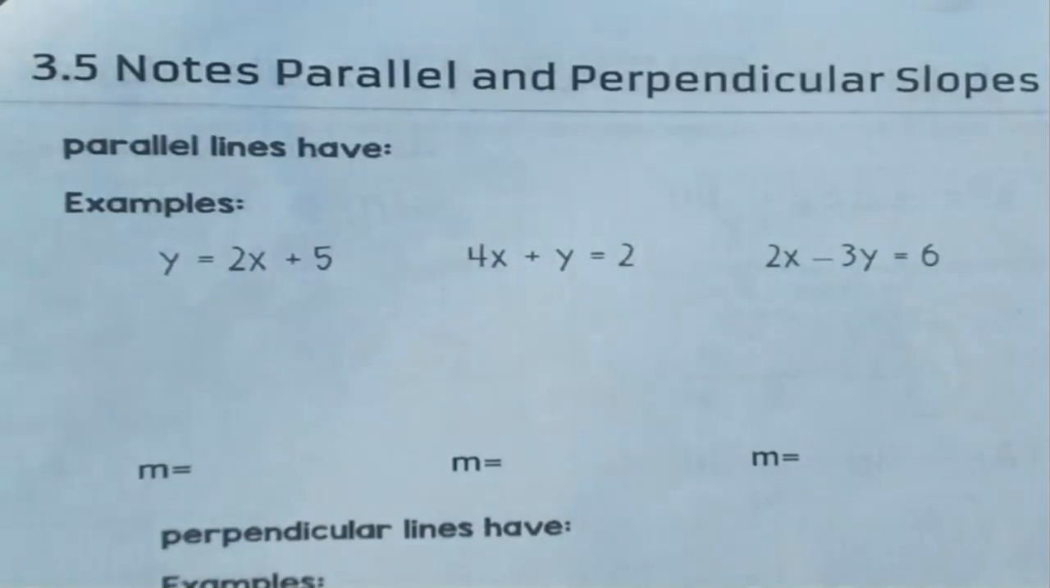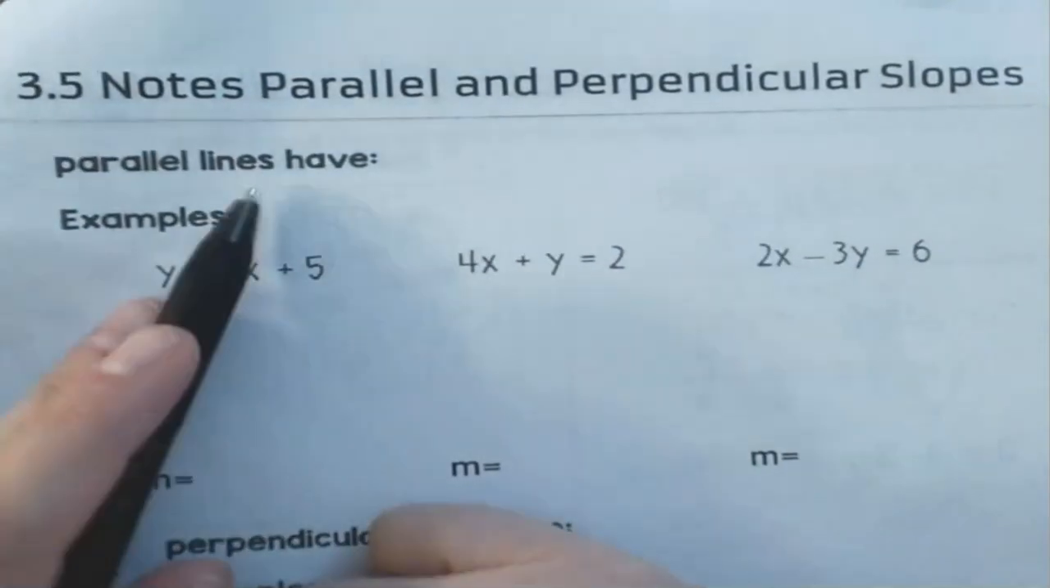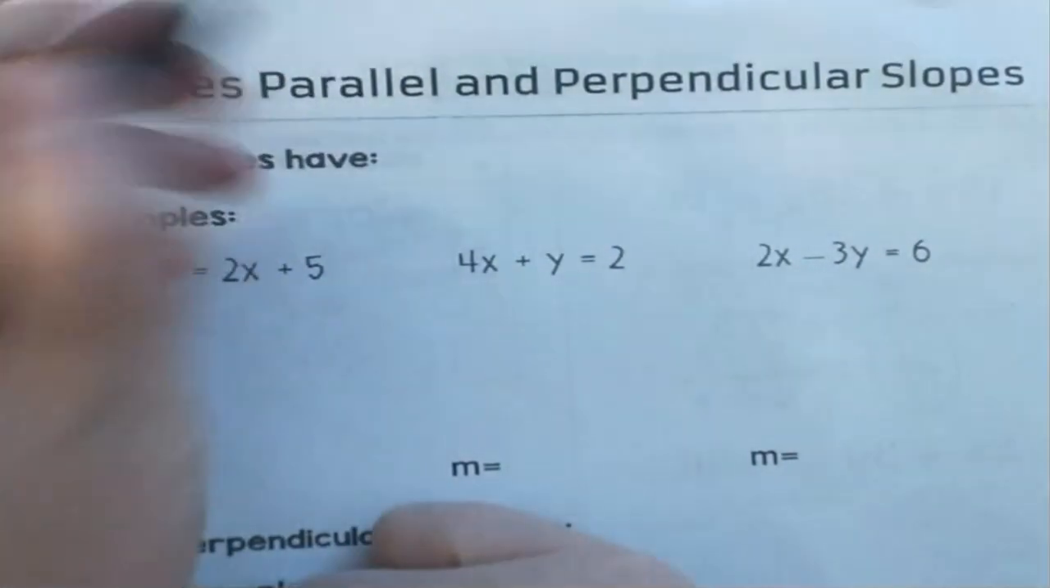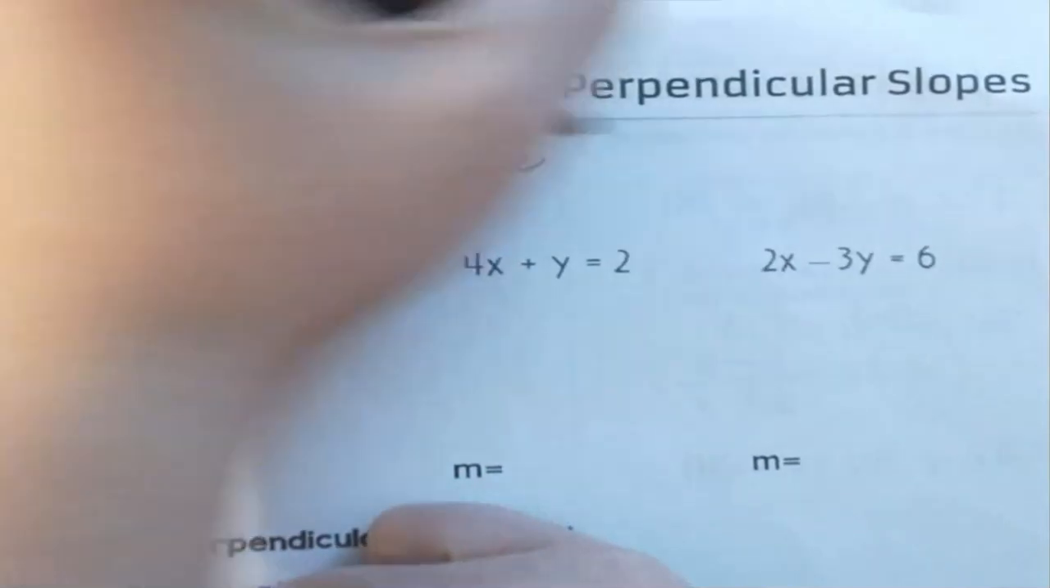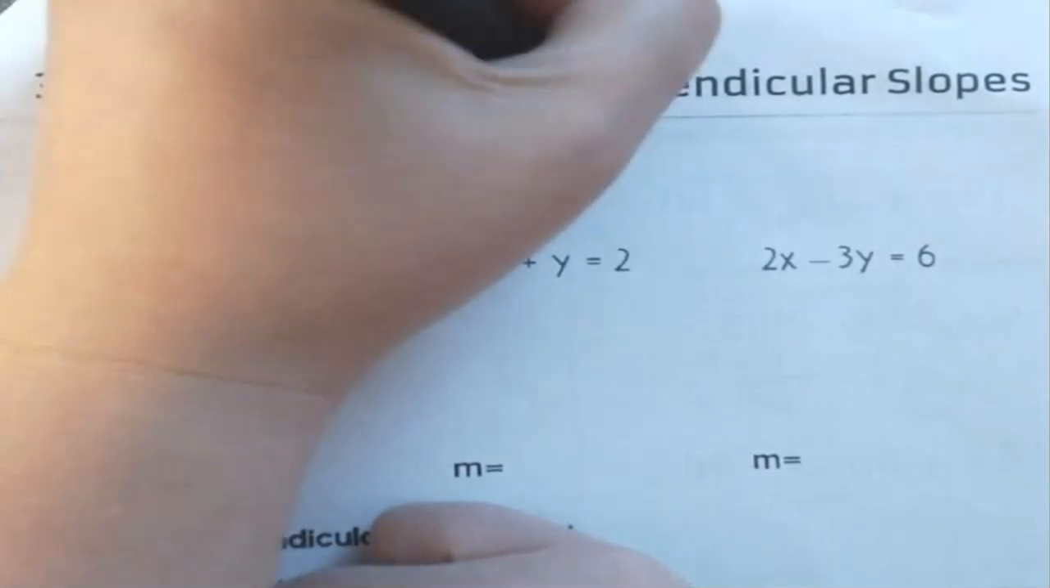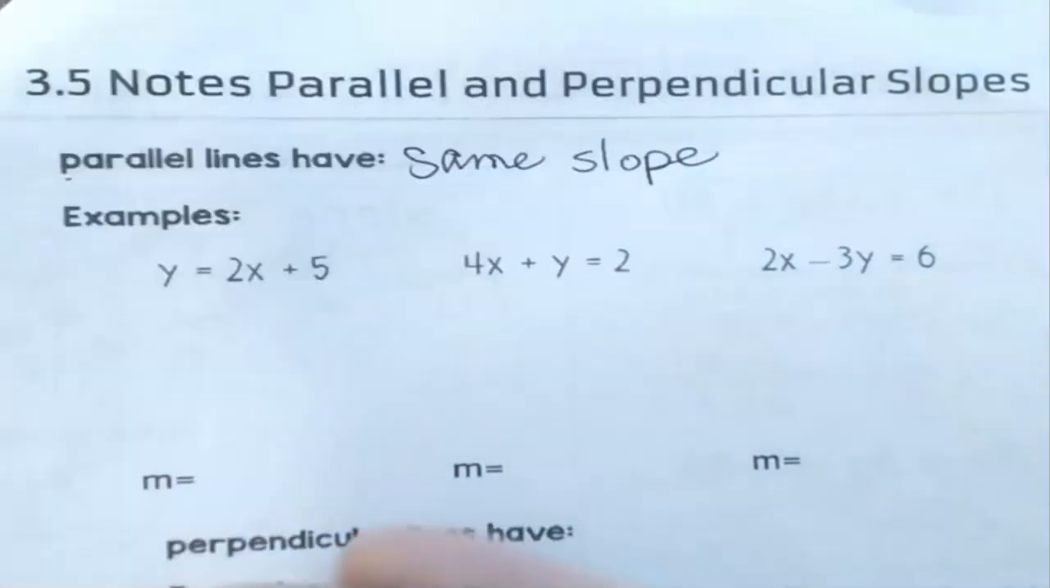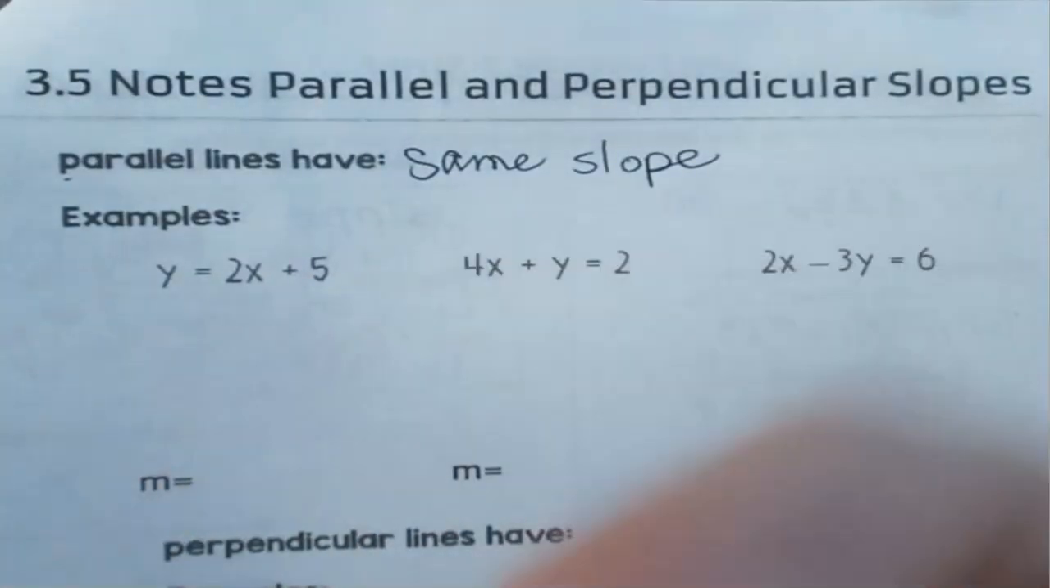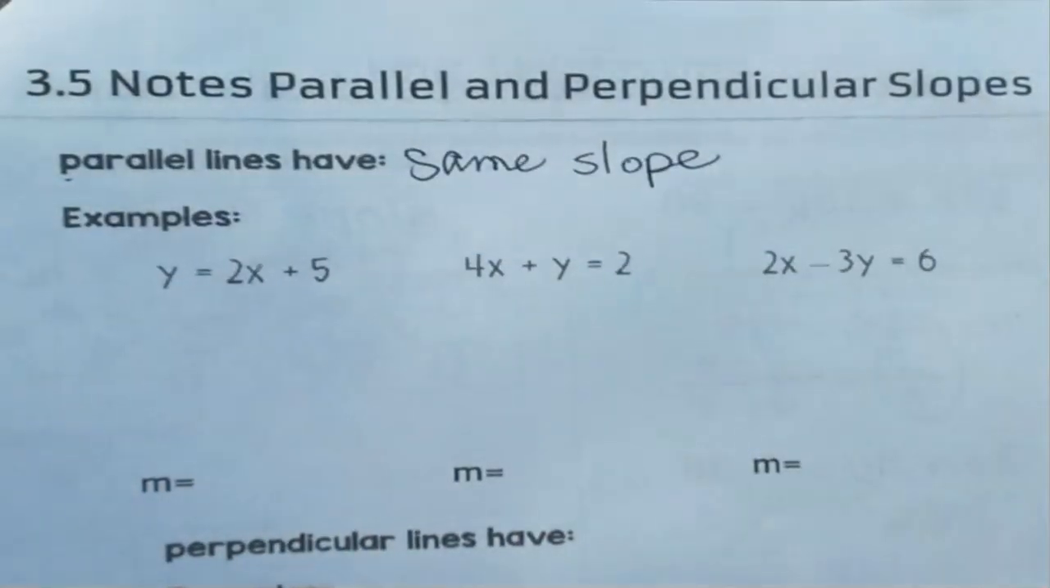Okay, so we're talking about slopes, but we're also talking about equations of lines, and how the parallel and perpendicular slopes affect those equations of lines. The first thing we're going to do is look at this. It says parallel lines have the same slope. So essentially, if you can identify the slope of a line, then you can solve, okay?